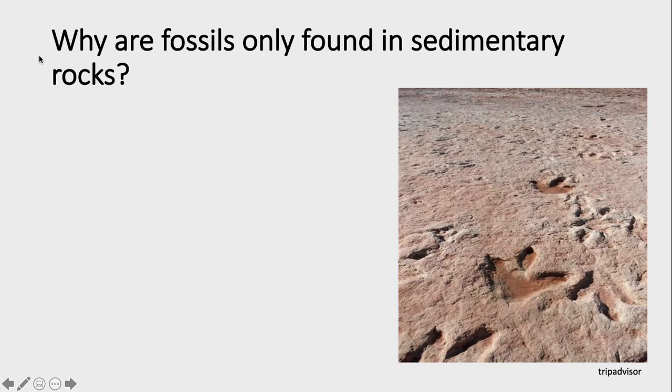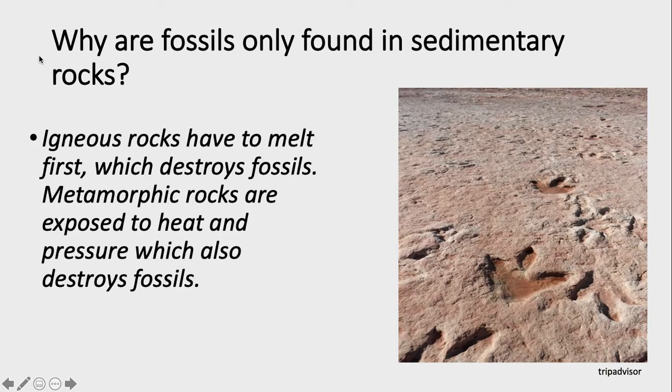Fossils are only found in sedimentary rocks, and it's important to understand why. Igneous rocks have to melt first, which destroys fossils. Metamorphic rocks are also exposed to heat and pressure, which also destroys fossils. The process of forming a sedimentary rock doesn't involve those high temperatures, so the fossils can be preserved.